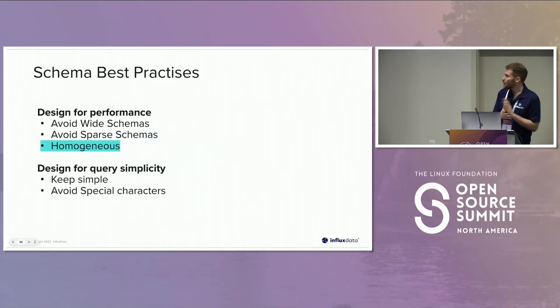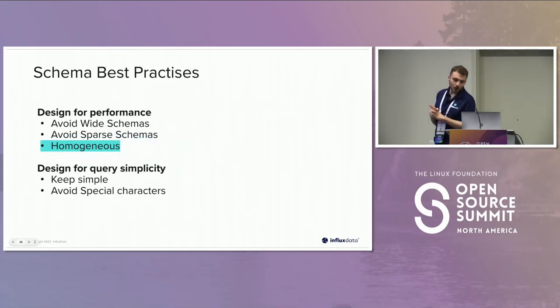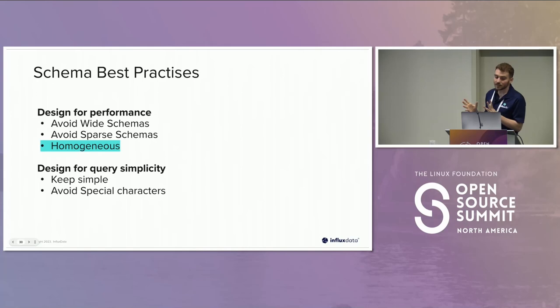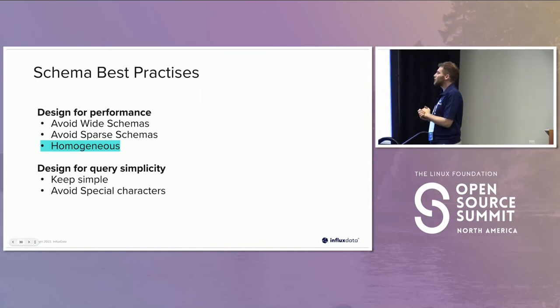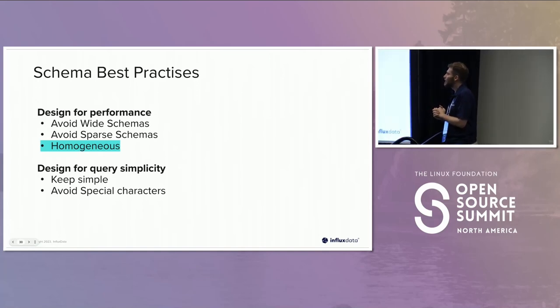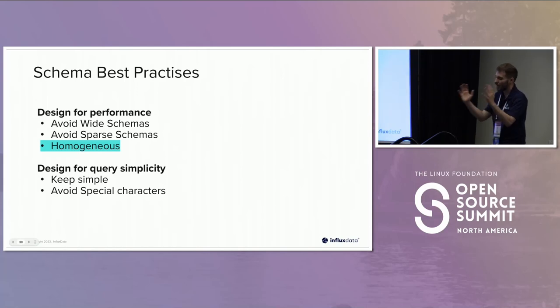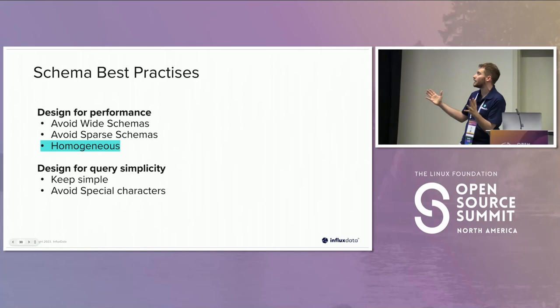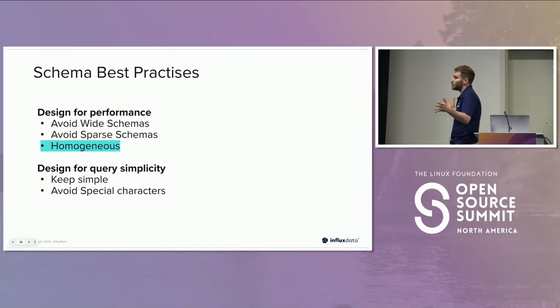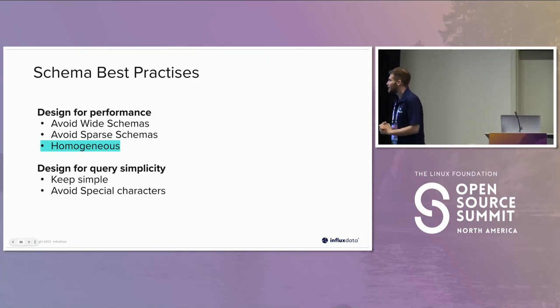So just some schema recommendations. I'm just going to really brush on these. Avoid wide schemas, avoid sparse schemas. The way you do this is through a homogeneous architecture, which I'll show you in a second, but essentially means try and keep your tables consistent. Store all your network data in one table, store all of your application monitoring data in another, and that prevents you from having lots of null values or a wide schema that has too many columns with irrelevant data.